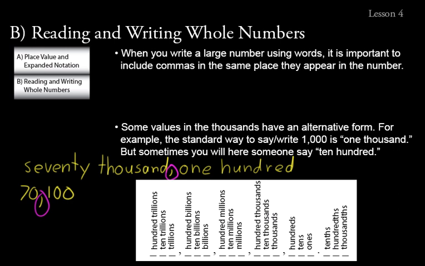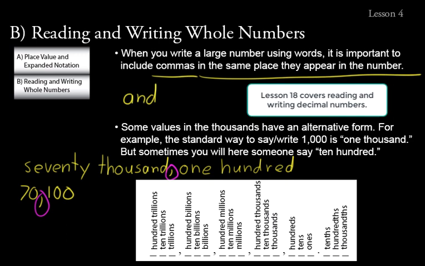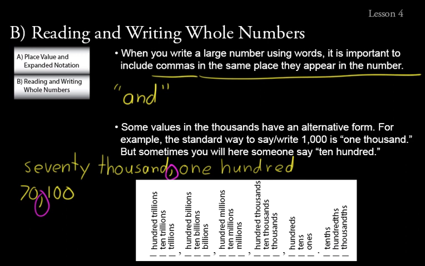So when you write a large number using words, it's important to include commas in the same place they appear in the number. Now, when we write numbers using words, and is only used for the decimal place. So when we have to write that decimal place, we use the word and to describe that. So that's an important thing. There's only one time when you write it using words that you would use the word and. Okay? So in our examples, we will write numbers using words instead of digits, and vice versa. We'll follow normal rules for this, ones you probably learned already.